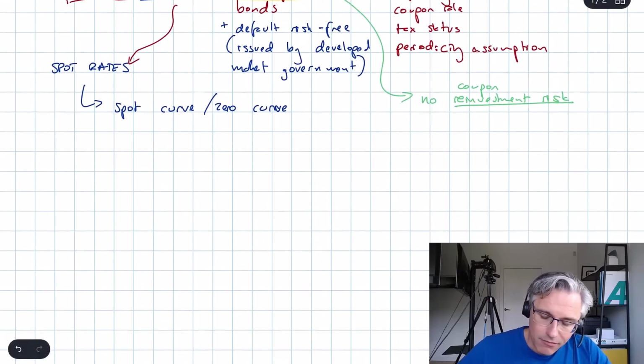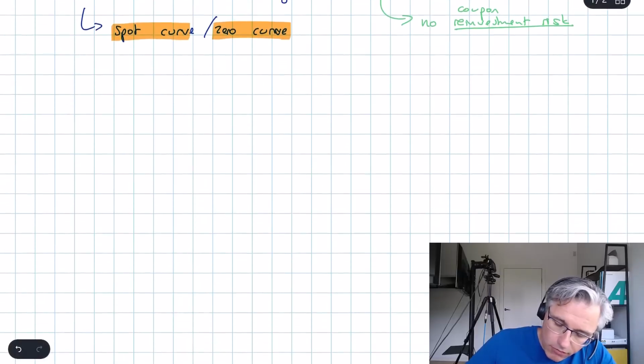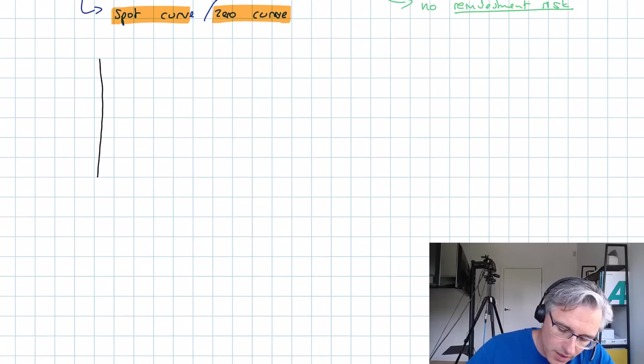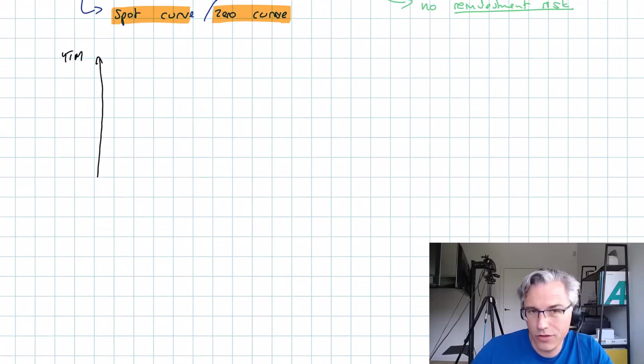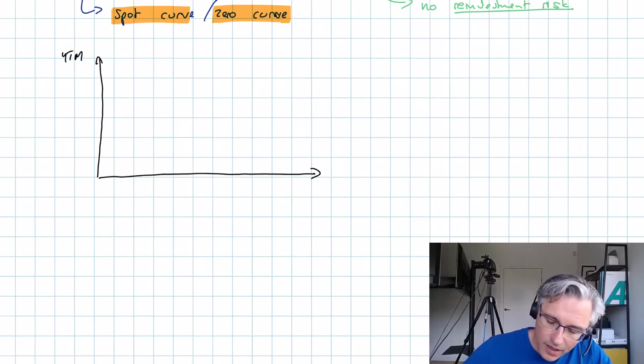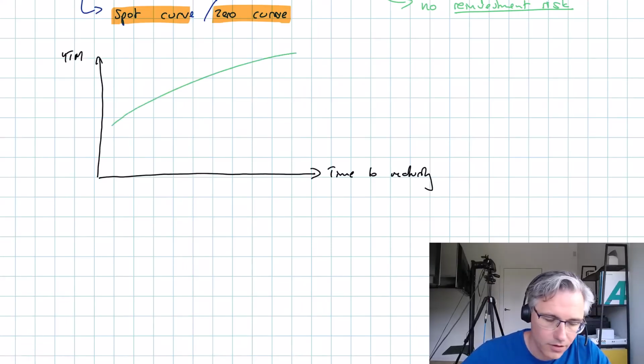Right. Now, as a result, you get what's known as a spot curve or a zero curve, which is going to be a graphical depiction of the rates on a timeline. Here you've got the YTMs, the yields to maturity on those zero coupon bonds, hopefully, if you can get your hands on these, and here you've got the time to maturity on the horizontal axis, and what you'll typically see is a curve that looks something like this.